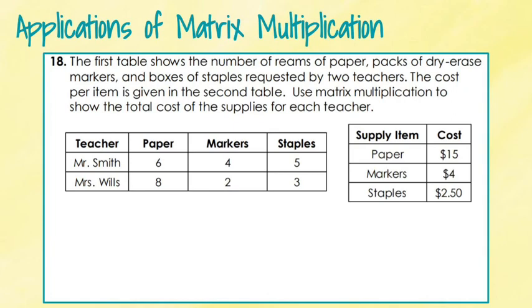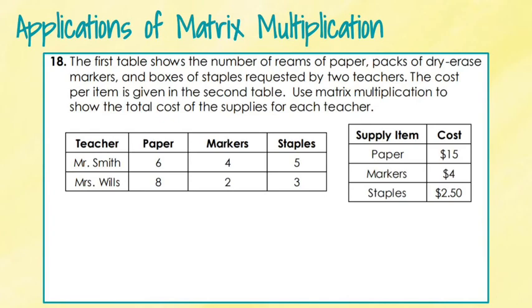And the last example I'm going to walk through with you is an application problem. So we are actually going to look at a real world scenario where we can use matrices besides to get a good score on the ACT. It says the first table shows the number of reams of paper, packs of dry erase markers, and boxes of staples requested by 2 teachers. The cost per item is given in the second table. Use matrix multiplication to show the total cost of supplies for each teacher.